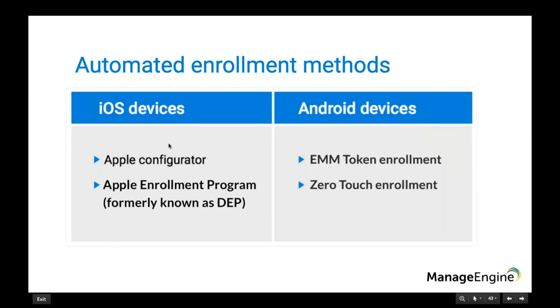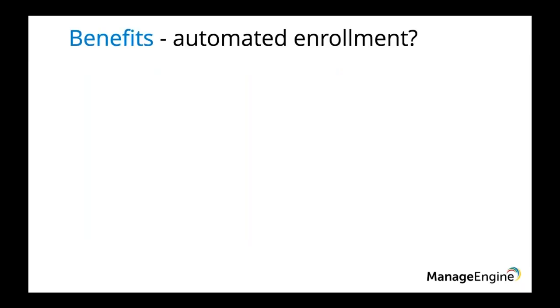In case of iOS devices, you can use Apple Configurator or Apple Enrollment Program, which was formerly known as DEP or Device Enrollment Program. In case of Android devices, you can use EMM token enrollment or zero touch enrollment. We are going to look at all of these methods in greater detail. But before that, I need to explain the benefits of automated enrollment.